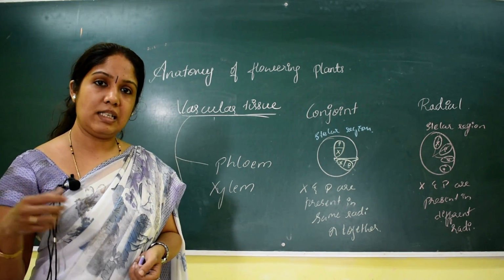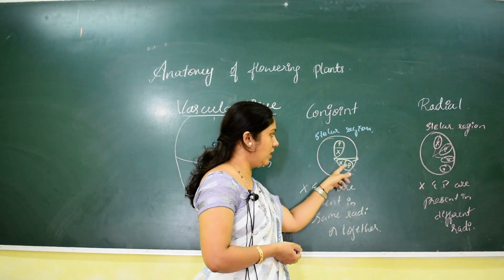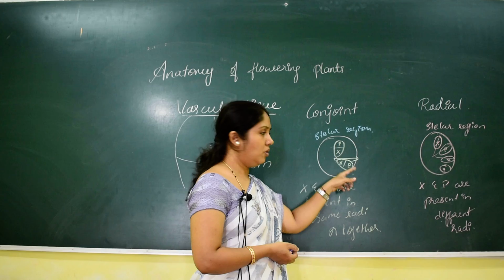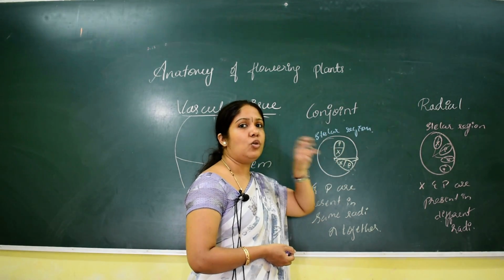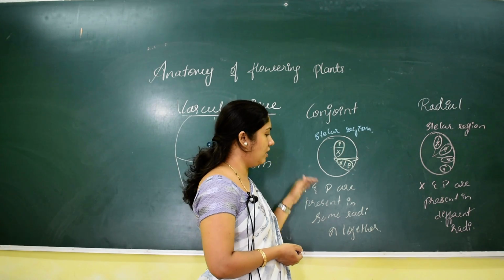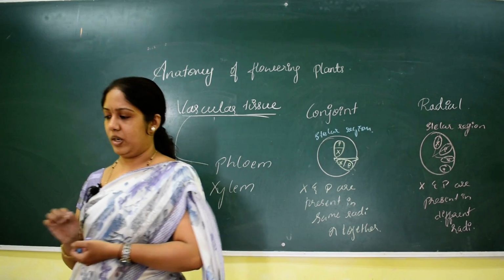If it is present in the same radius, or if it is present together, both are in one radius, one below and one above, then it is conjoint. Conjoint means they are together. That word meaning itself gives that the xylem and phloem tissue, vascular tissue, are present together.